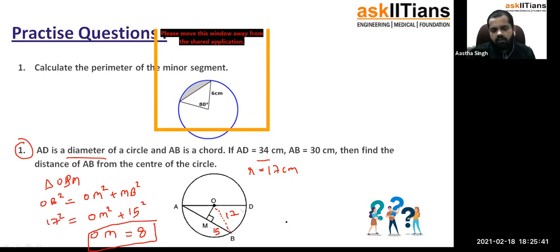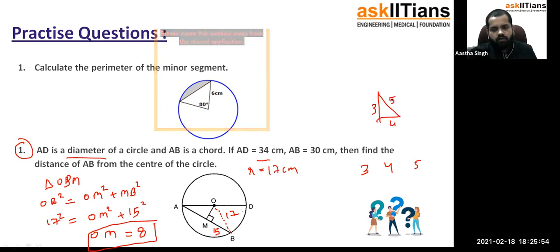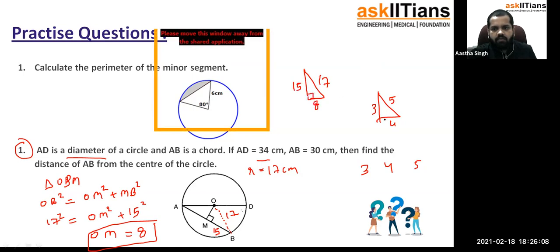Or just keep in mind that it is basically a triplet, right? Your 3, 4, and then it will be 5, right? In a right angle triangle, this is 4, this is 3, and then this is your 5. Just mark this up in a right angle triangle. If 17 is there, and if 15 is there, then it will be basically your 8, right? These are basic triplets you should know, right? Or just find out. I think, guys, my point is clear, right?